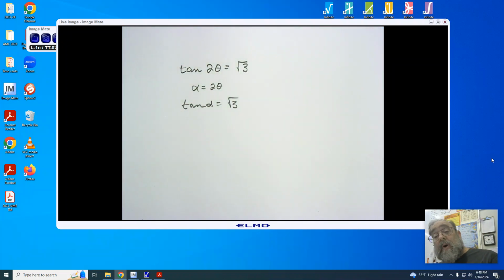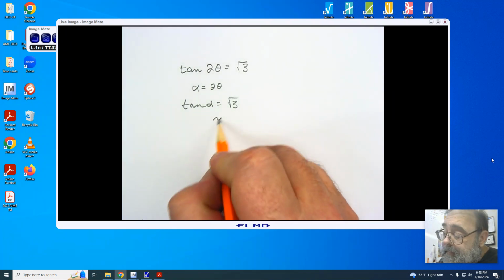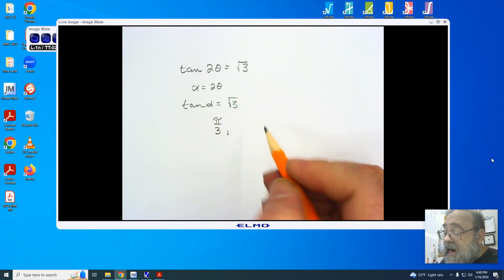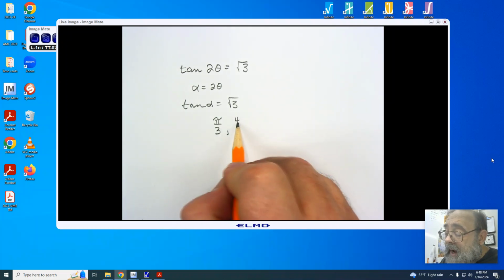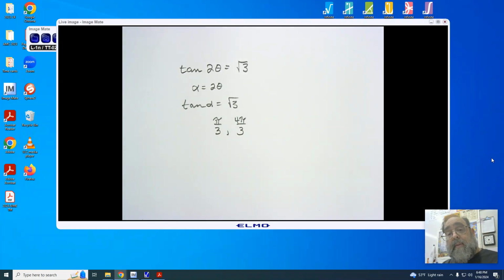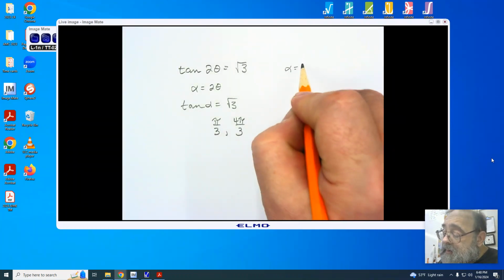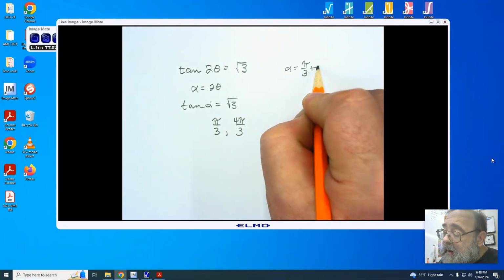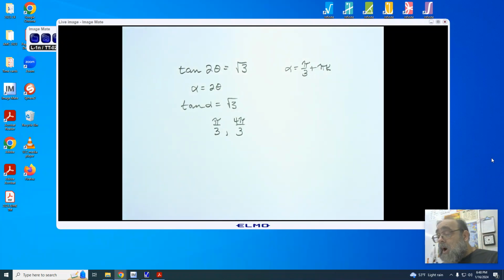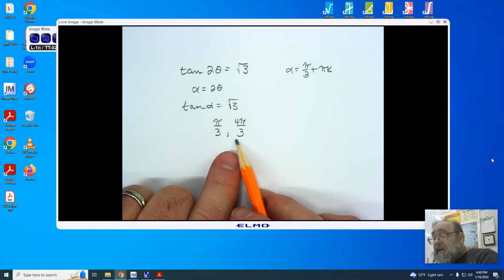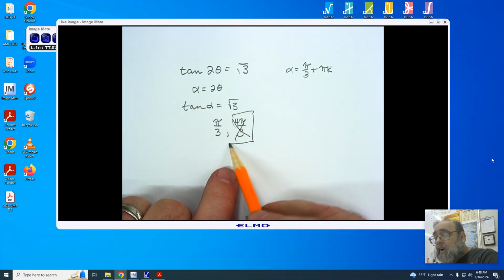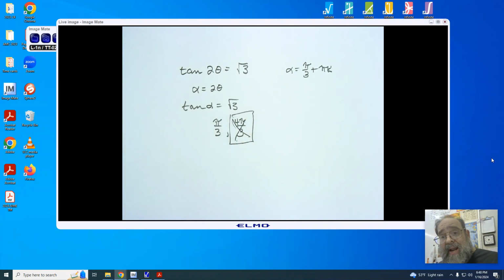This is going to be in the first and third quadrant, where tangent is positive. The reference angle for root 3 is going to end up being pi over 3. So the second answer would have to be 4 pi over 3 in the third quadrant. We then have alpha equals pi over 3 plus pi k. Now notice, if I add pi to it, I get this. So I don't have to work with that one. That's just going to give me repeated answers.